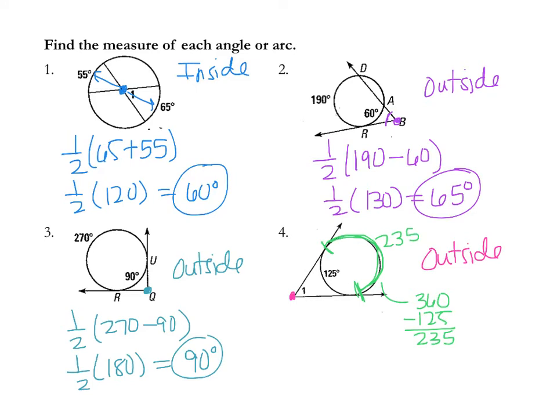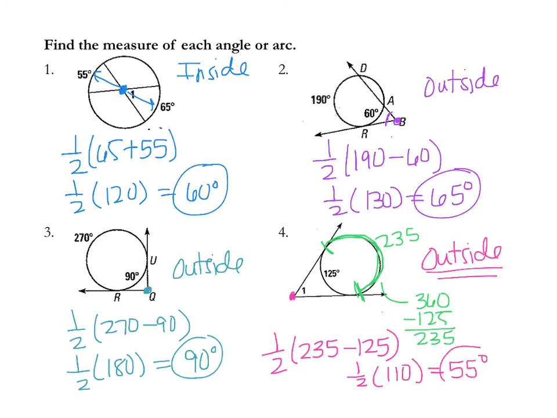We need to go back and still make sure we're using the formula for the fact that this is an outside problem. Outside means I have to take half of the 2 arcs subtracted. So you still need to go back and fill in the formula that you're doing farther arc minus closer arc. And then that's going to be 1/2 of 110. So we will get 55 degrees here. Okay?